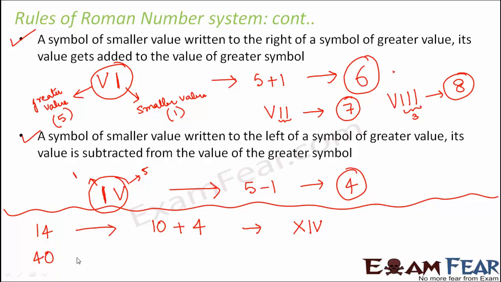Similarly, let us say you want to write in Roman numeral 40. So what is 40? 40 is 50 minus 10. Right? We already know how we represent 50. 50 is represented by a capital L. So we want to subtract 10 from 50. So subtraction, therefore we have to write it on the left hand side. 10 is X. So XL is how we represent 40. So this is how we can represent any number in its Roman numeral.